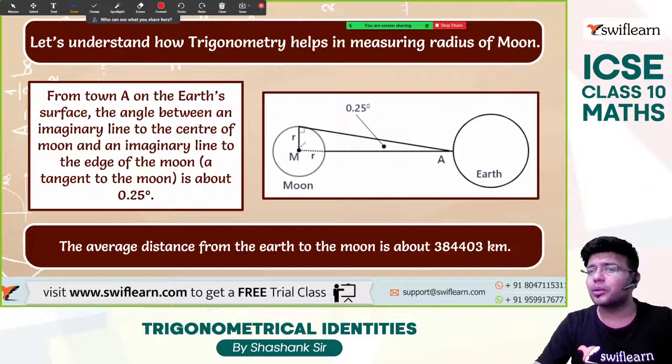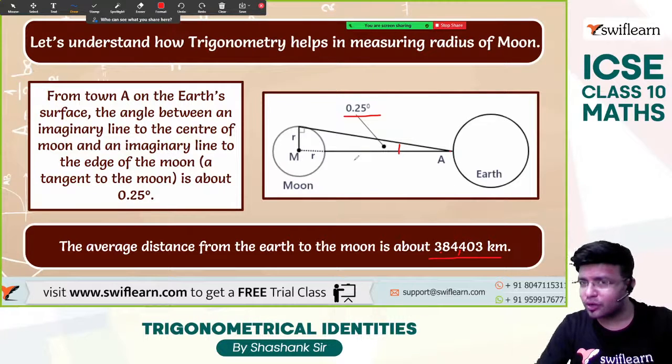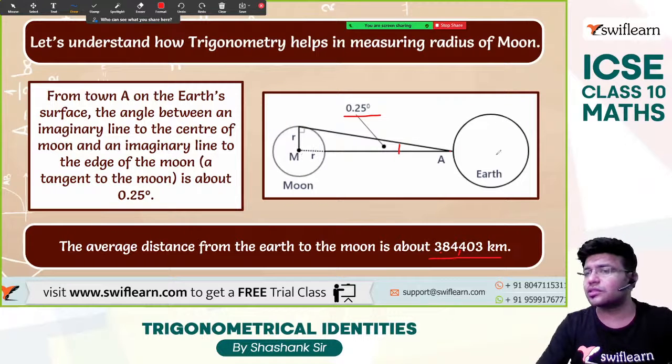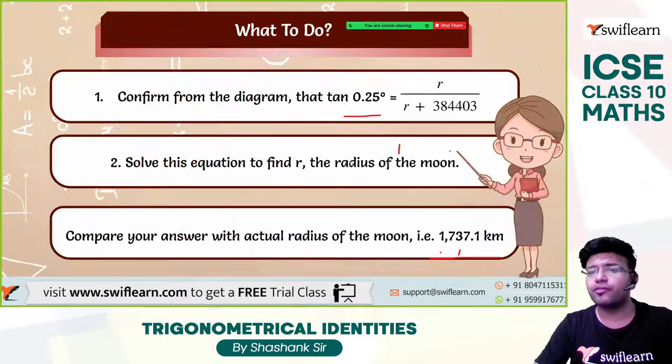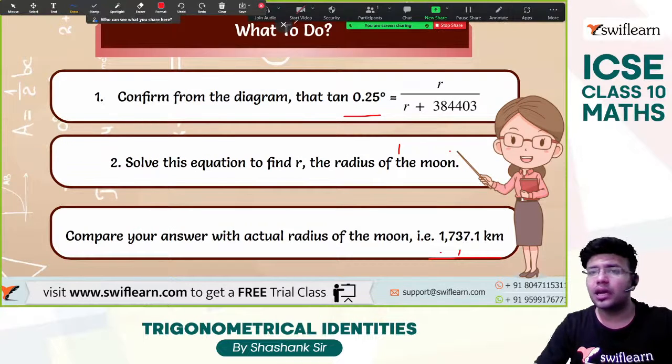This is the moon. I am representing a right angle triangle. This angle is 0.25 degrees. Now, we know this is the radius r, this is the radius r, and with some other technologies we know the distance between the Earth and Moon is about 3,84,403 kilometers. So this is 3,84,403 kilometers plus the radius. So this is the base of the triangle, r is the perpendicular of the triangle. So tan 0.25 is equal to r by (3,84,403 plus r).